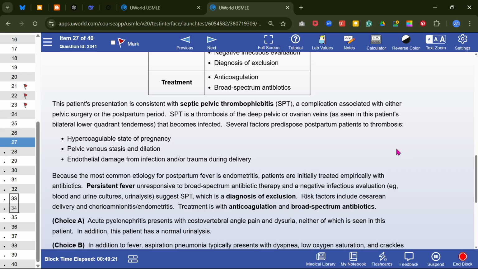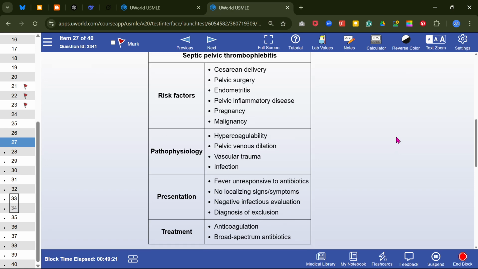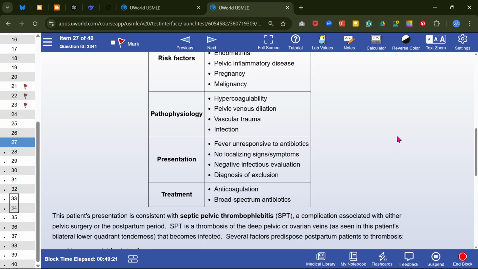Okay, box. SPT risk factors are cesarean delivery, pelvic surgery, endometritis, PID, pregnancy, malignancy. Pathophysiology: hypercoagulability, pelvic venous dilatation, vascular trauma, and infection. Presentation: fever unresponsive to antibiotics, no localizing signs or symptoms, negative infectious evaluation, and diagnosis of exclusion. Treatment is anticoagulation and broad-spectrum antibiotics.